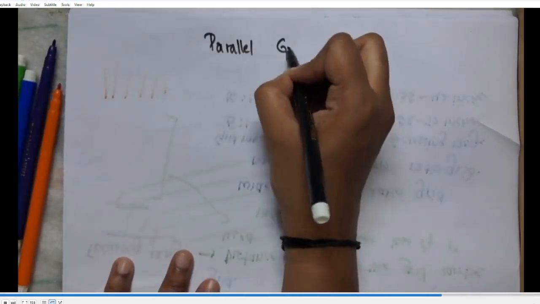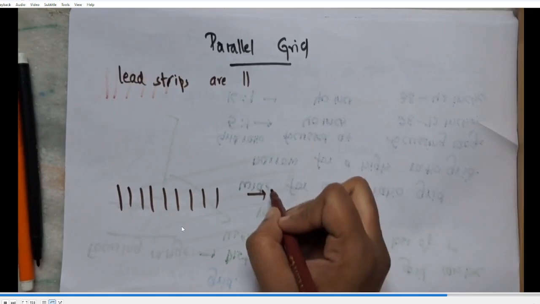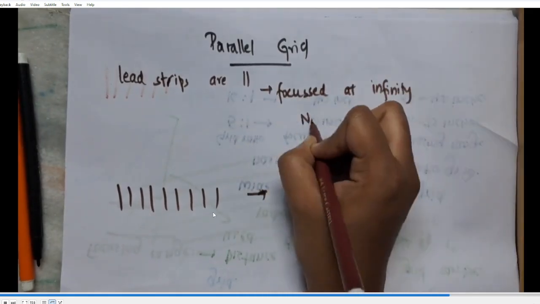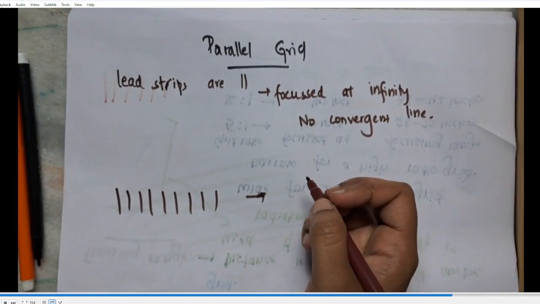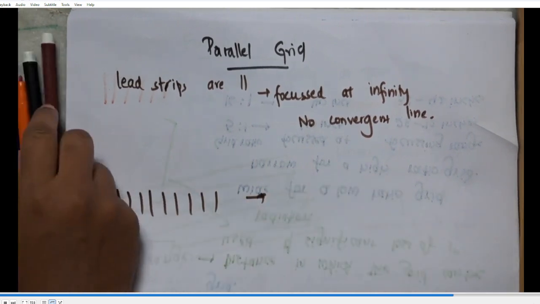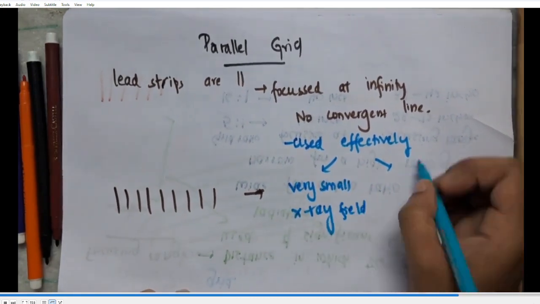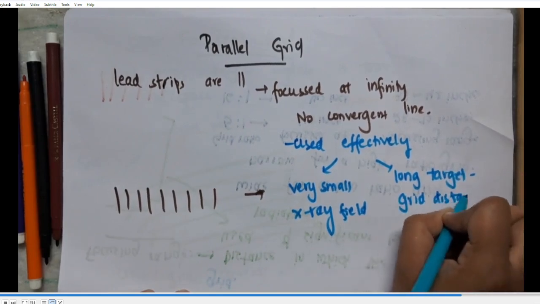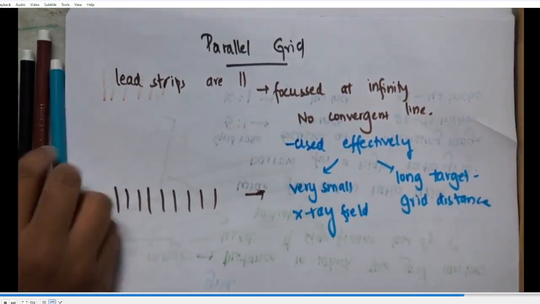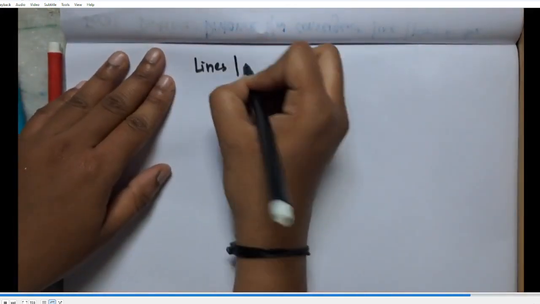Then the next type of grid is a parallel grid. A parallel grid is one in which the lead strips are parallel to each other when viewed in cross section. These parallel grids are focused at infinity so that they do not have any convergent line. These grids can be used effectively with either very small X-ray fields or long target to grid distances. They are frequently used in fluoroscopic spot film devices, but otherwise they are of little use in modern radiology.